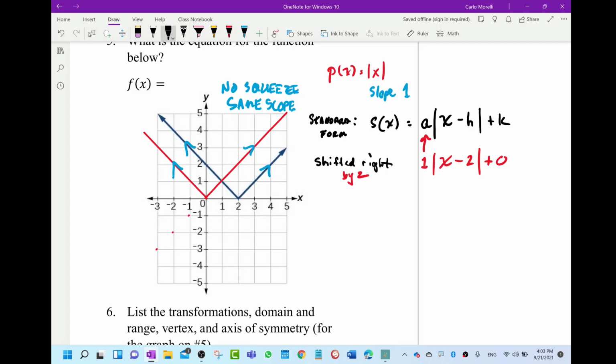I'm so sorry for that. I have no control. So now we're ready to write the function. f of x equals absolute value of x minus 2. Nothing else happened. You're done. So this is absolute value of x minus 2. We're done with number 5.